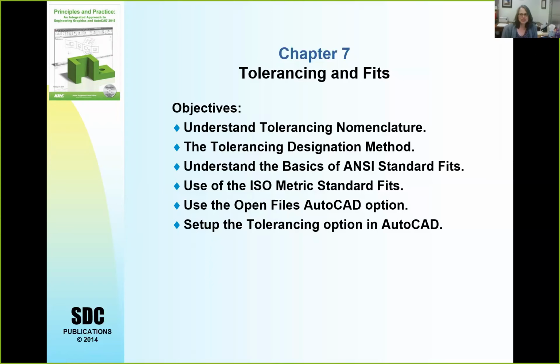So let's get to my screen, and we are going to spend some time talking about tolerancing nomenclature so that you know what these marks that you're putting on these drawings mean. We're also going to talk about how we designate tolerances and understand ANSI, the American National Standards Organization, as well as ISO, the International Standards Organization. Fits. And we're going to use some AutoCAD tools also. This chapter builds pretty closely onto what we just talked about, chapter 6, which is why they're in the same week together.